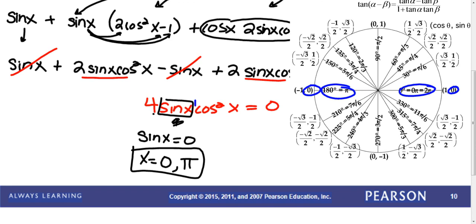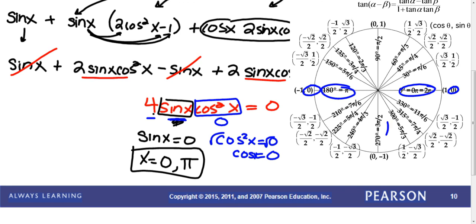The same is true here. If cosine squared were 0, then 4 times, I don't care what this is, times 0 would still be 0. So I'm also going to figure out where cosine squared is 0. If you square root both sides, the square root of 0 is still 0, and it's actually positive and negative 0. So now I need to look for where my cosine value is 0, and that happens here. Cosine is your x value at 3 pi over 2, and it also happens here, where your x value or your cosine value is 0. So that happens at pi over 2, and it happens at 3 pi over 2.